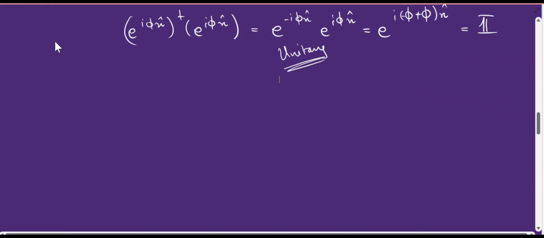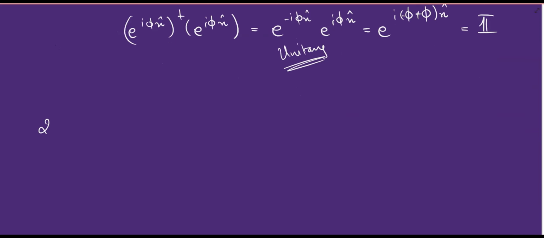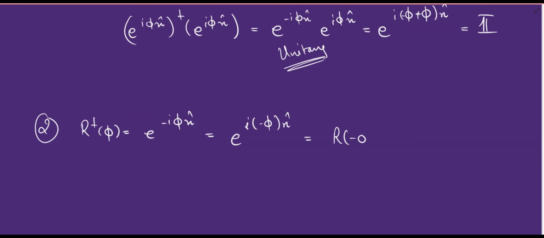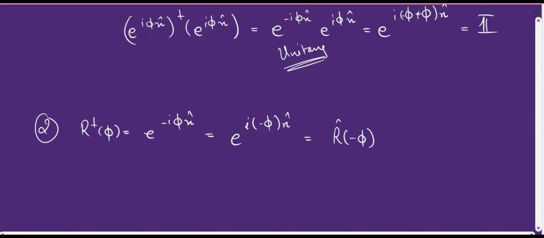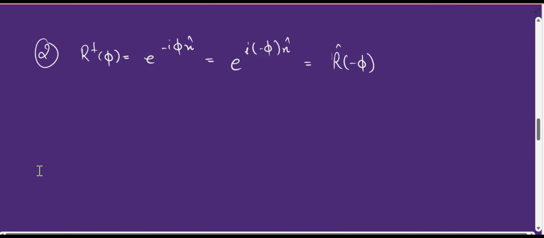Hence the rotation operator is unitary. Now we already saw that R dagger(phi) is equal to e raised to minus i phi n cap, which is nothing but e raised to i (minus phi) n cap, which is equal to R(minus phi).